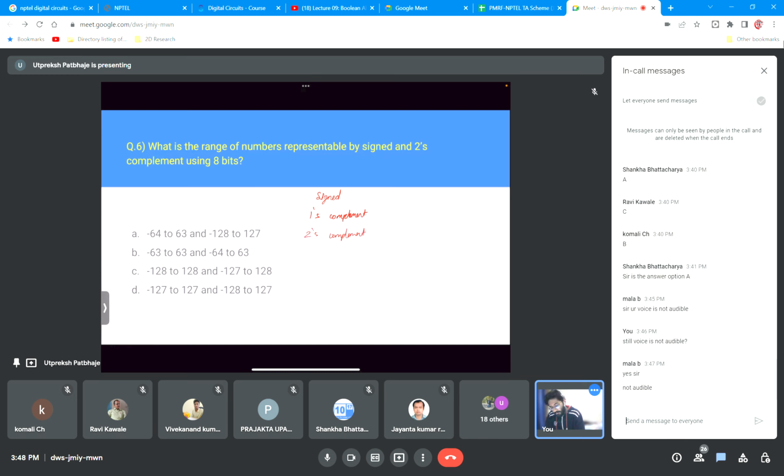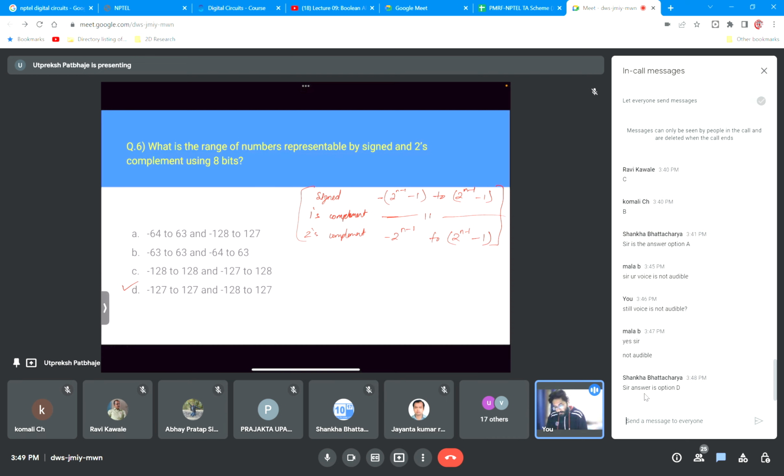The ranges for these representations are given by minus 2 to the power n minus 1 on the negative side to 2 to the power n minus 1 minus 1 on the positive side. The same is for 1's complement. Just in case of 2's complement, this becomes minus 2 to the power n minus 1 to 2 to the power n minus 1 minus 1. So the answer is option D, Shankar. Yeah, if you remember these things, that is pretty much it.